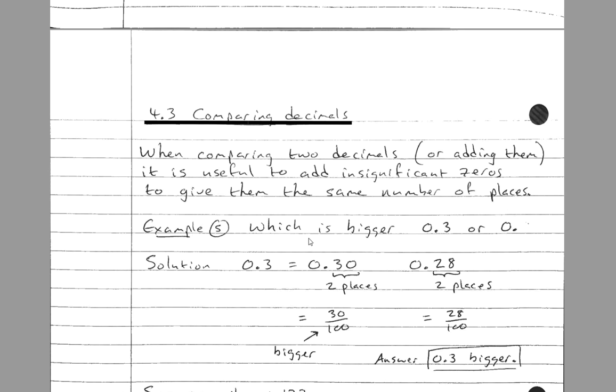Example 5, which is bigger, 0.3 or, oops, something's missing. That should be 0.28. All right, that was the question. This first decimal has one place. This one has two places. So a nice way to answer this question is to add in an extra 0 to give this two places.